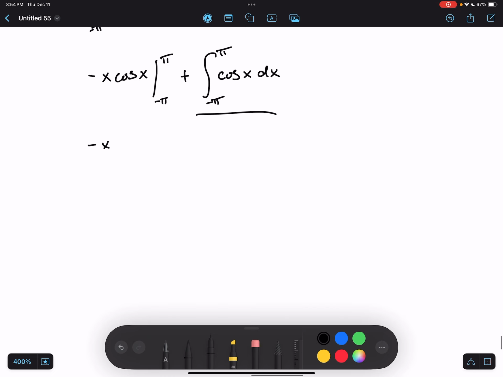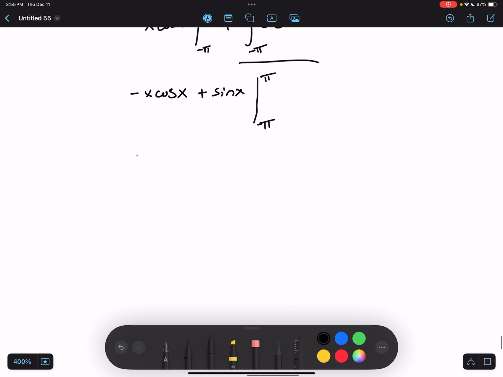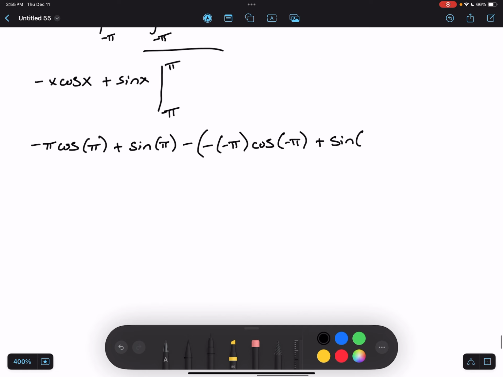So we've got negative x cosine x, and the integral of cosine is just sine. So we'll say plus sine x, and then all of this is evaluated from negative pi up to pi. And so now we'll start evaluating. We'll throw pi in for x. We'll say minus pi cosine pi plus sine pi, minus, in parentheses, minus pi cosine of negative pi plus sine of negative pi.